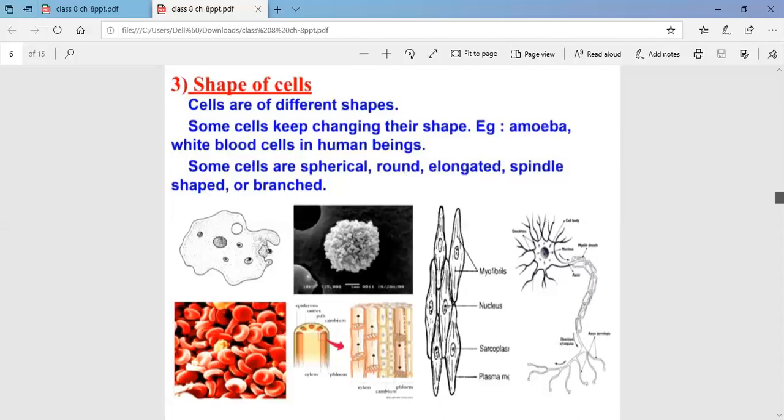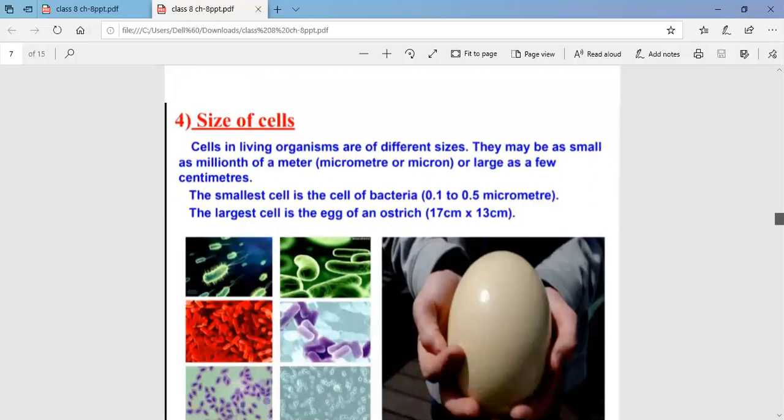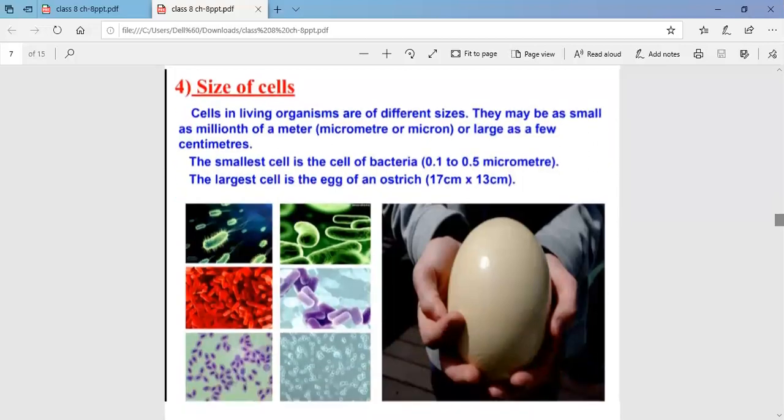Next, see the size of the cell, how the size of cells varies. Even the cells in human organisms are of different sizes. They may be very small or as large as a few centimeters. Let's see the smallest cell: it is the cell of bacteria. Approximately the size is 0.1 to 0.5 micrometers. And the largest cell is the egg of an ostrich, with size 17 centimeters by 13 centimeters. You can see in the picture, this is an ostrich egg, which is the largest cell.